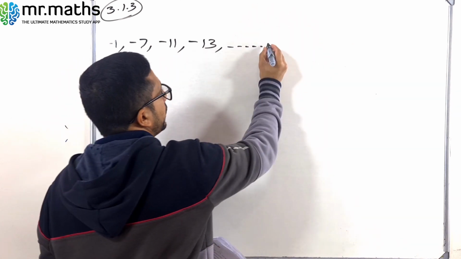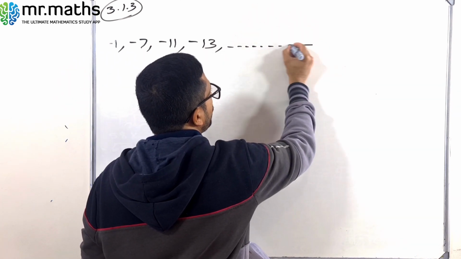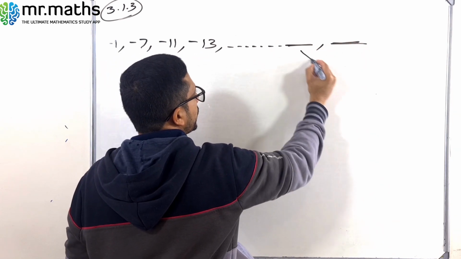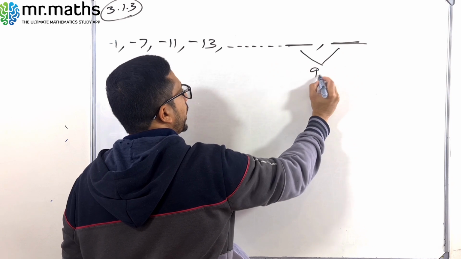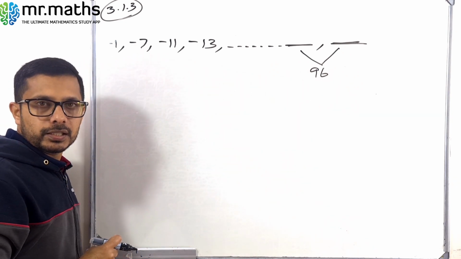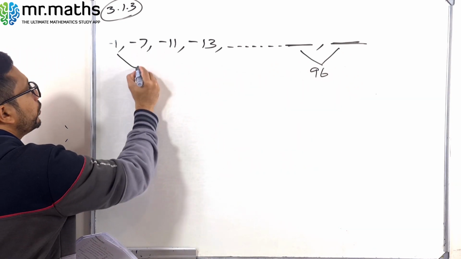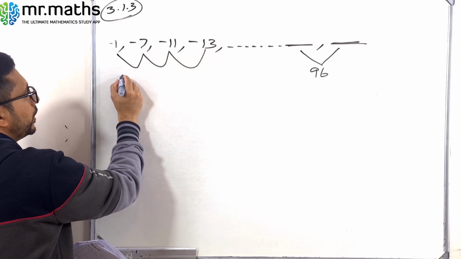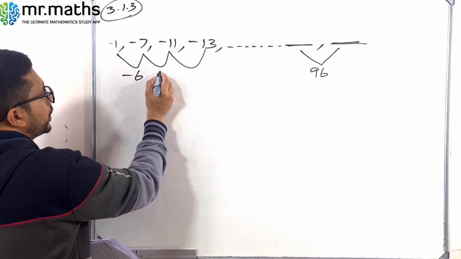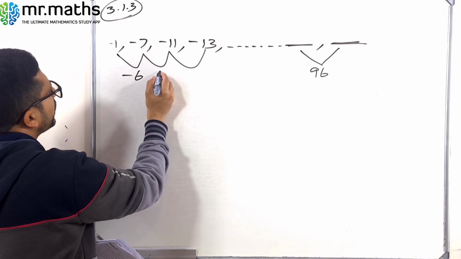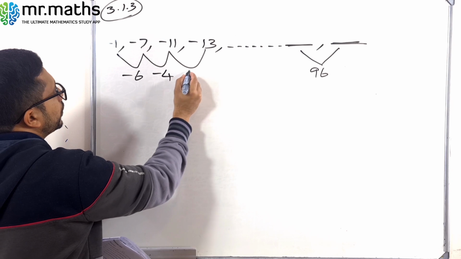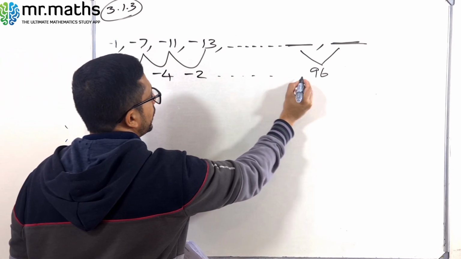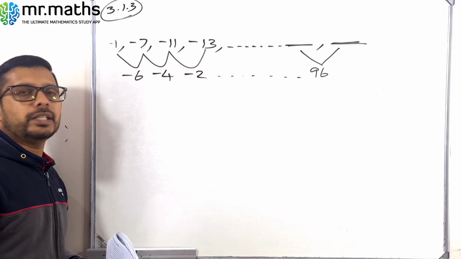Etc. And when it continues, there are two terms here. The difference between those two terms is 96. The first difference is 96. So here we already know what the differences are. Here it was minus 7 plus 1, minus 6. What was here? Minus 11 plus 7, minus 4. What is here? Minus 2, etc. And here the first difference is 96.